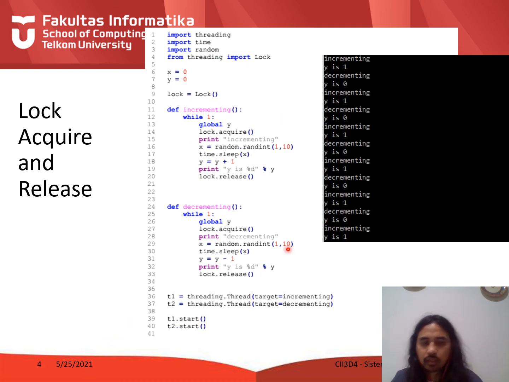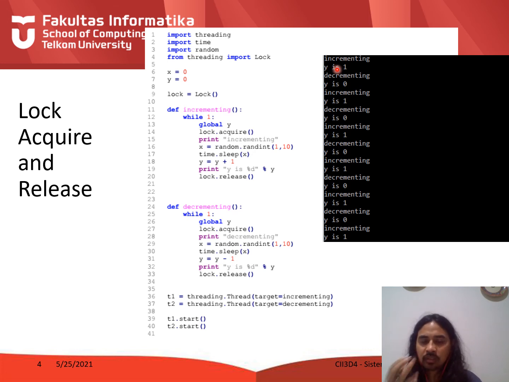So here we can see this is a very neat execution. When it says increment, it increments y, and when it says decrement, it decrements y. Increment 1, decrement 0, increment 1, decrement 0, increment 1, decrement 0, increment 1, decrement 0, increment 1. It means that between printing incrementing and actually incrementing the value and printing, there are no interruptions made by the other thread. So this is what we call synchronizing with lock acquire and release.